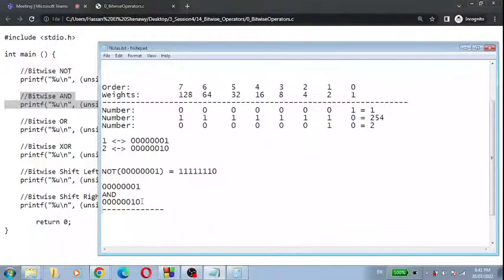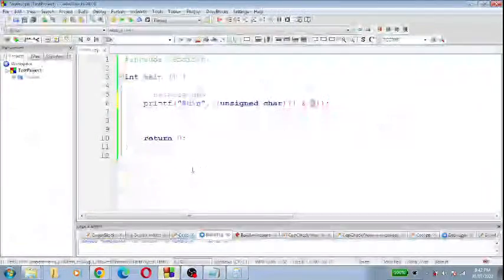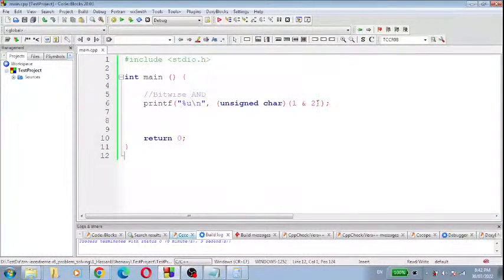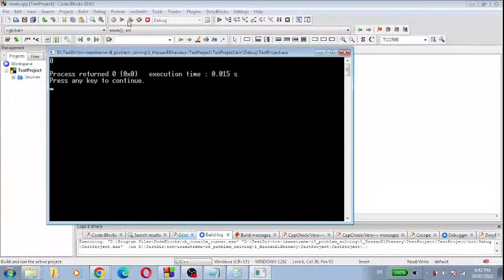What happens here? All zeros here are going to be ANDed with all zeros here, so we have these 6 zeros. Now I want to make 0 and 1, which is 0. Also I need to make 1 and 0, which is 0 also, so I got 0. This is 0 in decimal. Let's run this code to see what happens. 1 ANDed with 2. I have 0, so it's true.